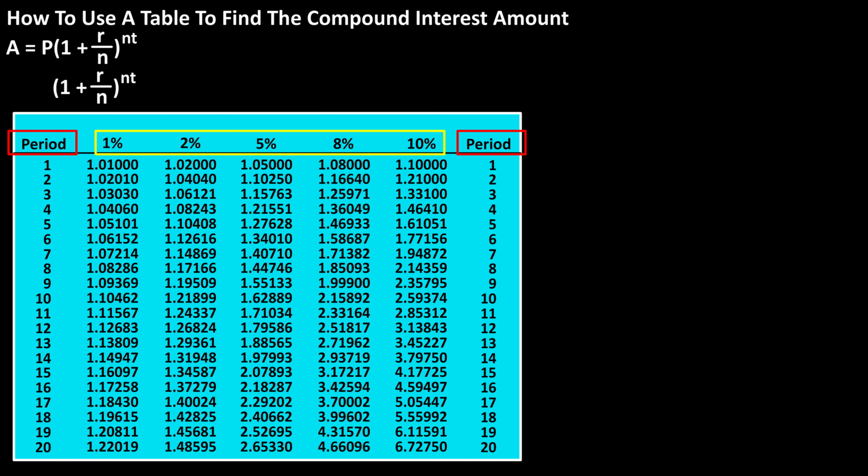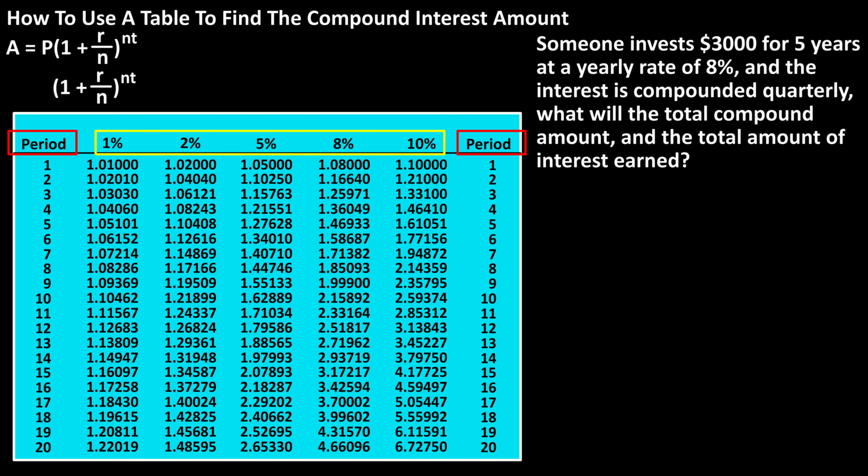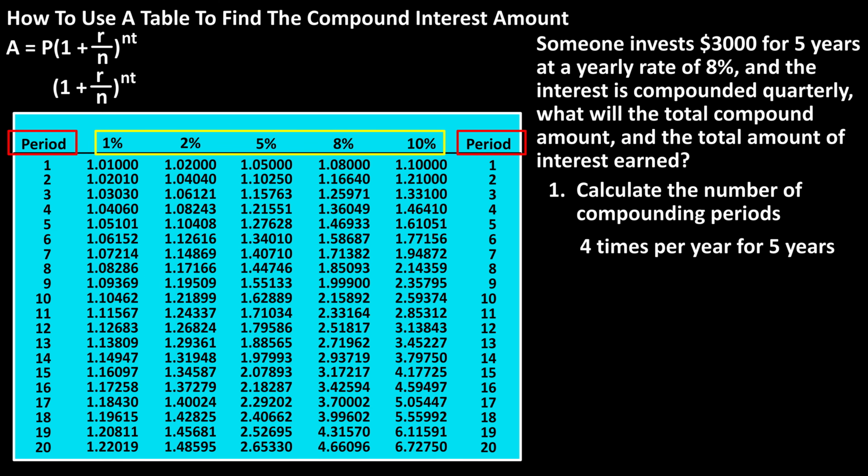So let's go through an example of how to use this table. If someone invests $3,000 for 5 years at a yearly interest rate of 8%, and the interest is compounded quarterly, what will be the total compound amount and the total amount of the interest earned? To use the table, we first need to calculate the number of compounding periods. It was stated that interest is compounded quarterly, so 4 times per year, and the investment is for 5 years. So there will be 4 times 5 compounding periods, which equals 20.